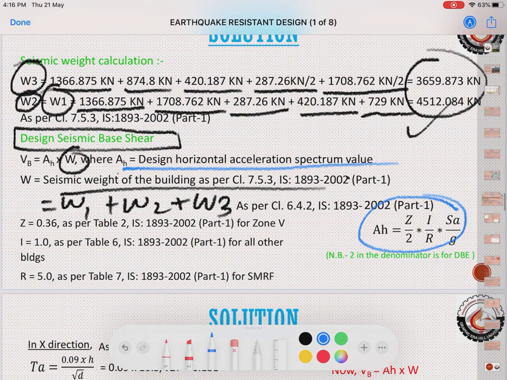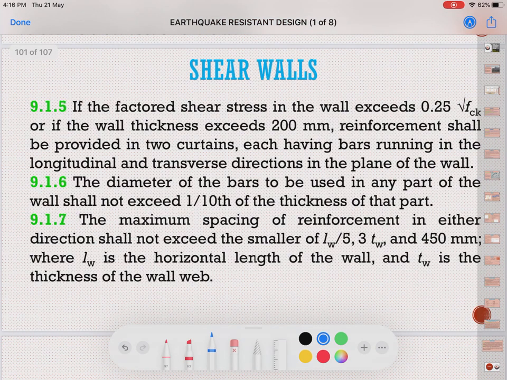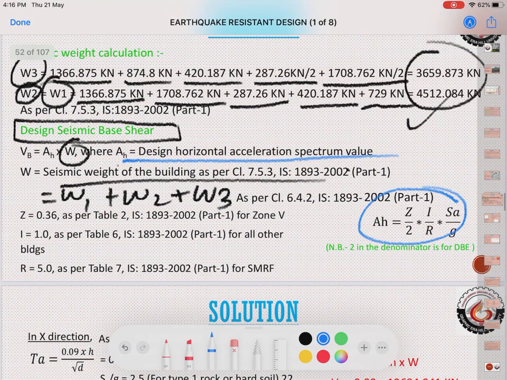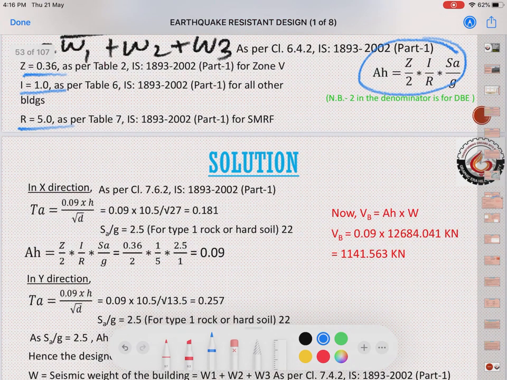What is Ah? Ah is the design horizontal acceleration spectrum value. How is it calculated? This is the formula we just discussed in the last class. So Z will be given in the question, or you can go to the IS code and see the value of zone factor for zone number 5. So you will come to this value. Importance factor is given, response reduction factor is given. So now you have to calculate: Z is given, I by R is given, Sa by g is not given.